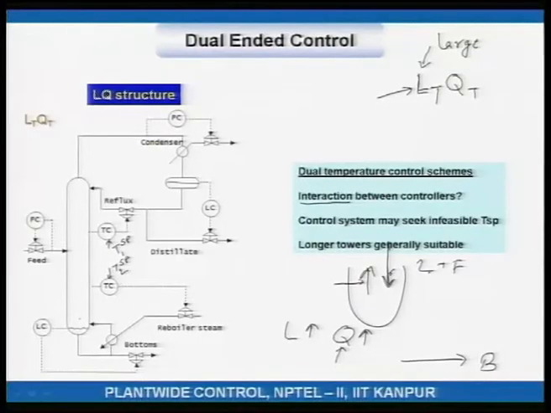In this case, where you are trying to control two tray temperatures, it is not very obvious what is the range over T1 and what is the range over T2 for which I get a feasible split. So, an operator can end up specifying a split that is infeasible. When you do not have a feasible solution, the control system will just try and seek it, and some valve will go fully open, another valve may go fully closed, ultimately you will have to shut down the column. Okay. That is problem number 2.